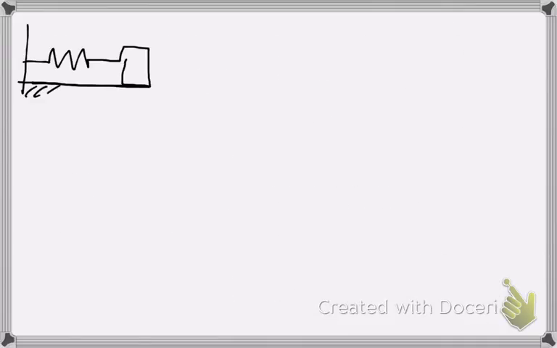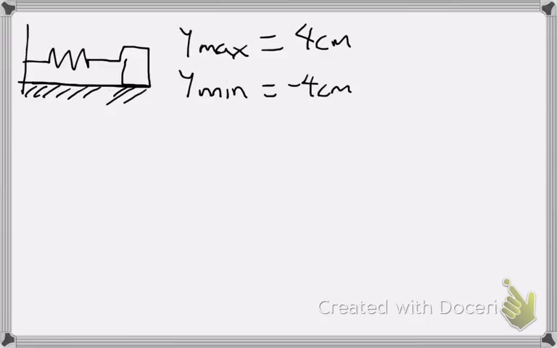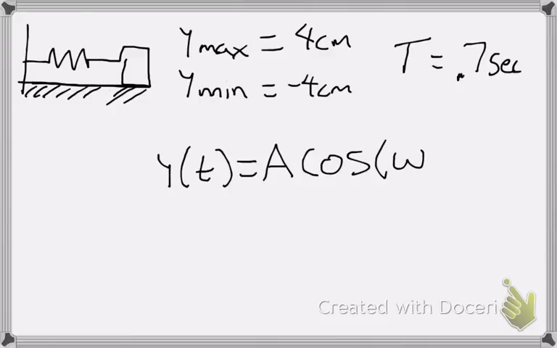Okay, so let's look at a sideways one instead, and let's actually put some numbers to it. So we've got a y max of 4 centimeters and a y min of minus 4 centimeters, and the period that it does this in is 0.7 seconds. So in that amount of time, it's going to go one complete oscillation, or it's going to go 2 pi radians. So that means we can fill in the blanks of our equation here.